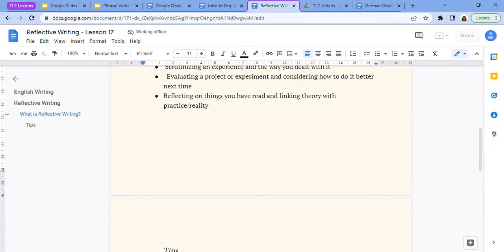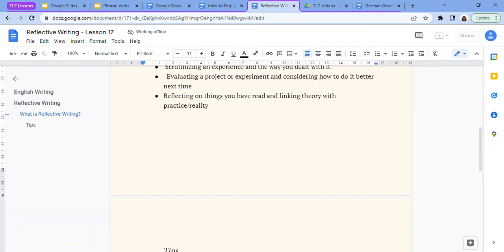Now, a journal is a collection of entries made on a regular basis. So, a format of reflective essay could be journaling, and that's more or less personal. Reflective writing could also be done for schoolwork, whether it is professional, academic, or personal.